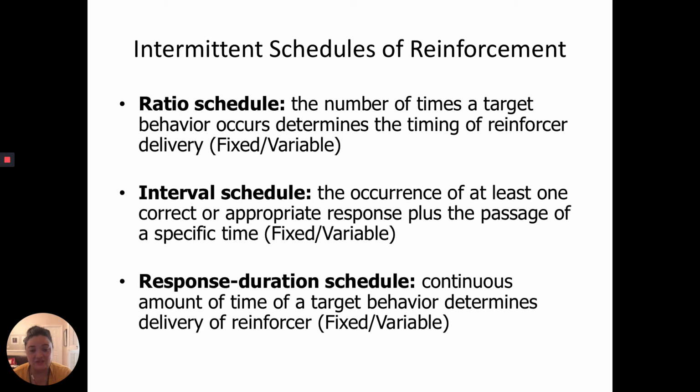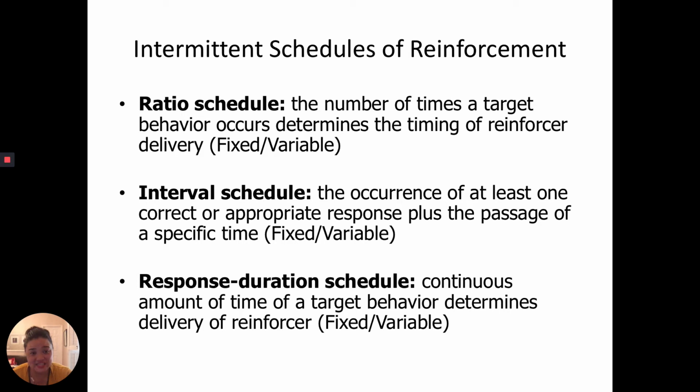So if you're looking at frequency, right? You're looking at the dimension of frequency, how often the student does something. You would go with a ratio schedule of reinforcement. So ratio schedule means that you are reinforcing the behavior based on the number of times that target behavior occurs, right? So the number of times determines the timing of the reinforcement delivery, okay?